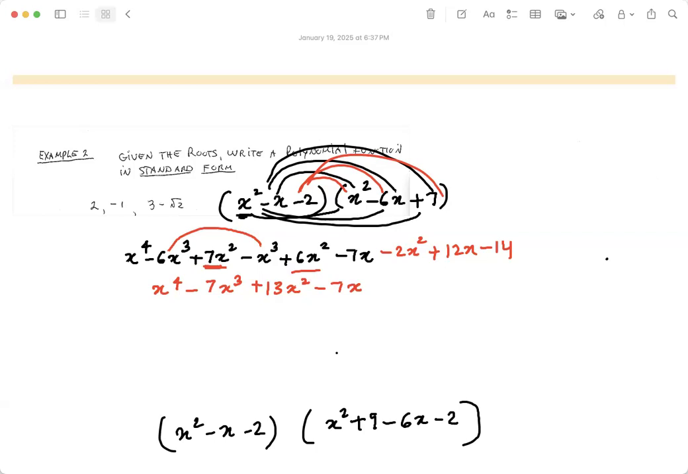Okay, to answer your question, this seems right, but I will go ahead and resolve it for you, because you need to understand how it works. x plus 3 minus root 2.